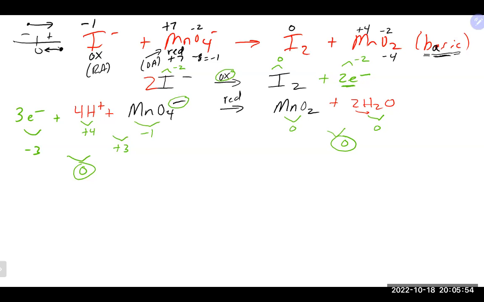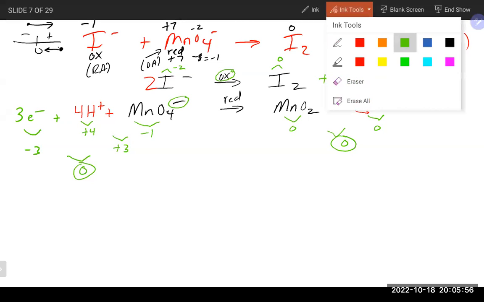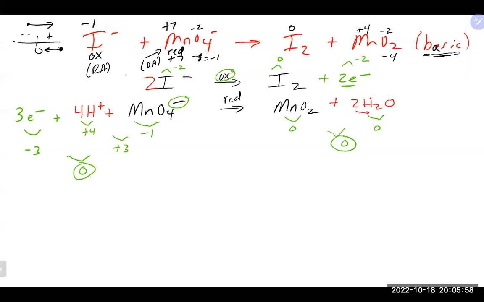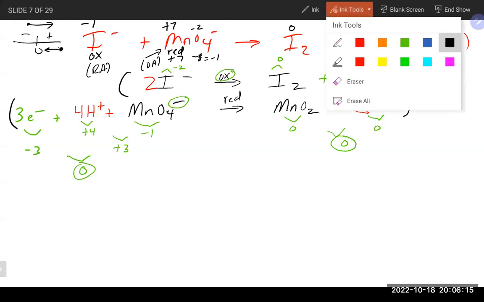So we would need to take our top half reaction there, and we're going to multiply it by 3 to get us to 6 electrons. We will do a similar thing to the bottom one, except that we need to multiply by 2 to get us to the correct number of electrons.